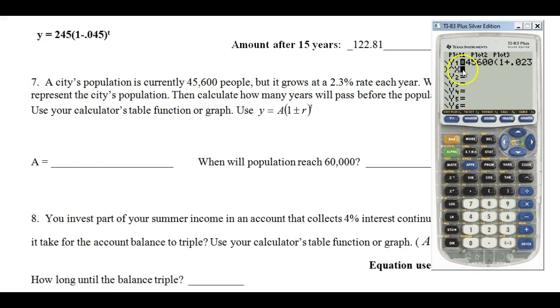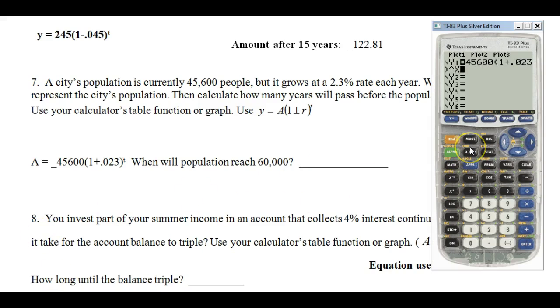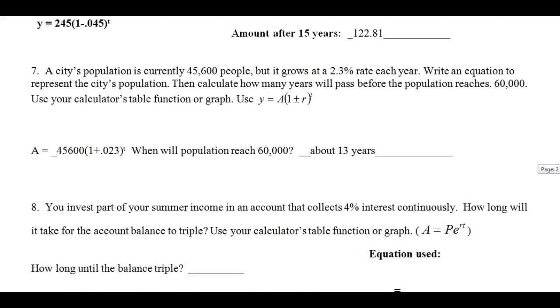Right here. Okay. So again, we'll take a moment to get this put over into our A slot. So there's my equation, 45.6 times 1 plus 0.023 to the t. When will the population reach 60,000? Okay. Now this time, since I don't have a number of years, I'm trying to figure that out. I go to my chart and I start scrolling down until I get to 60,000. Once I hit that year that's over 60, x is 13, so about 13 years, and I'm content with that. That's all I need. Okay.